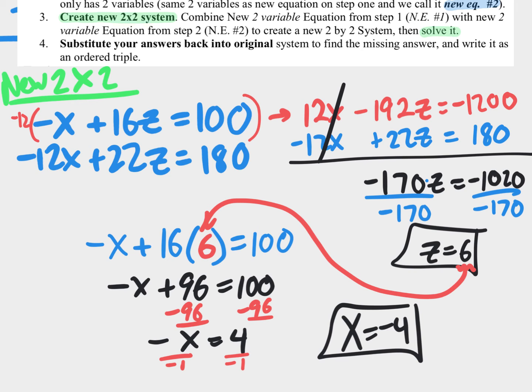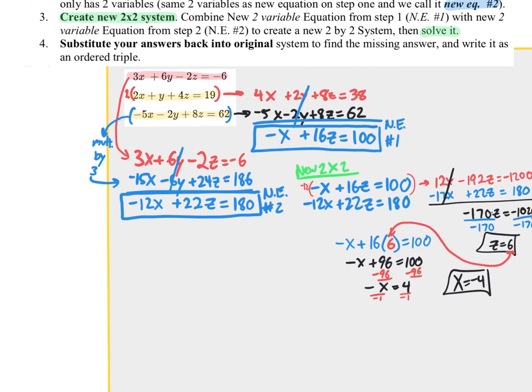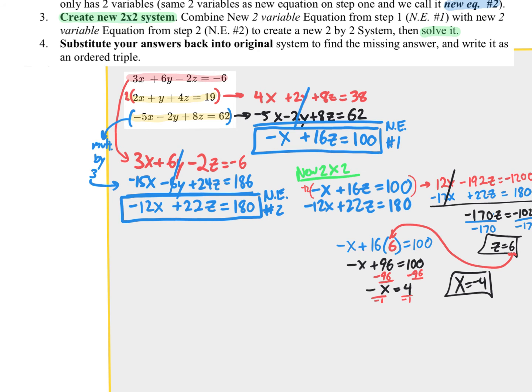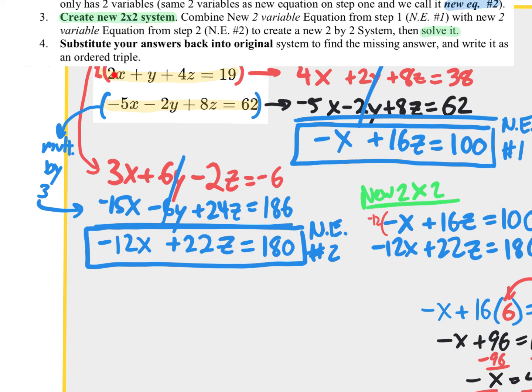And now we're finally at step 4, because step 3 was create that 2x2 system and solve it. And that's what we did here. We created the new 2x2 system and we solved it, got our two answers. Step 4, substitute your answers back into the original. Which one? Any one you want. Middle one? Okay, so I'm going to take that middle one and rewrite it. This middle one rewritten will be 2x plus y plus 4z equals 19.